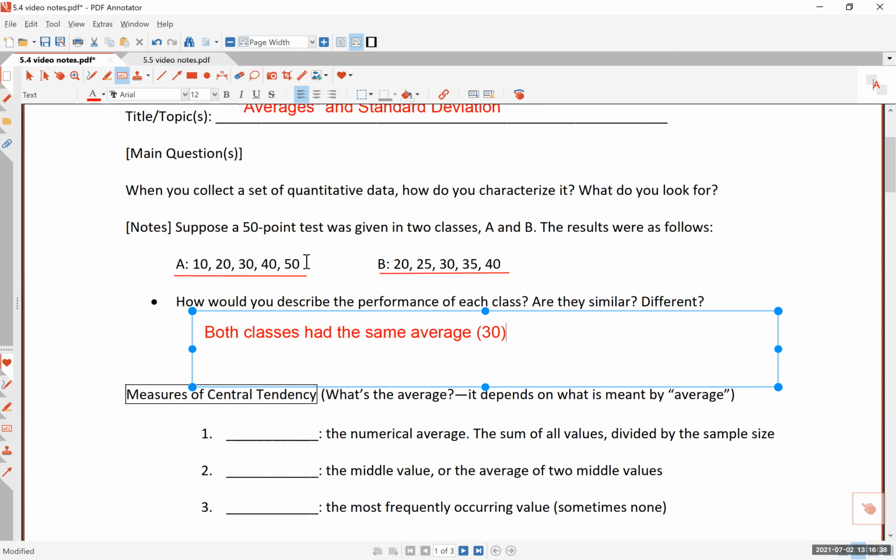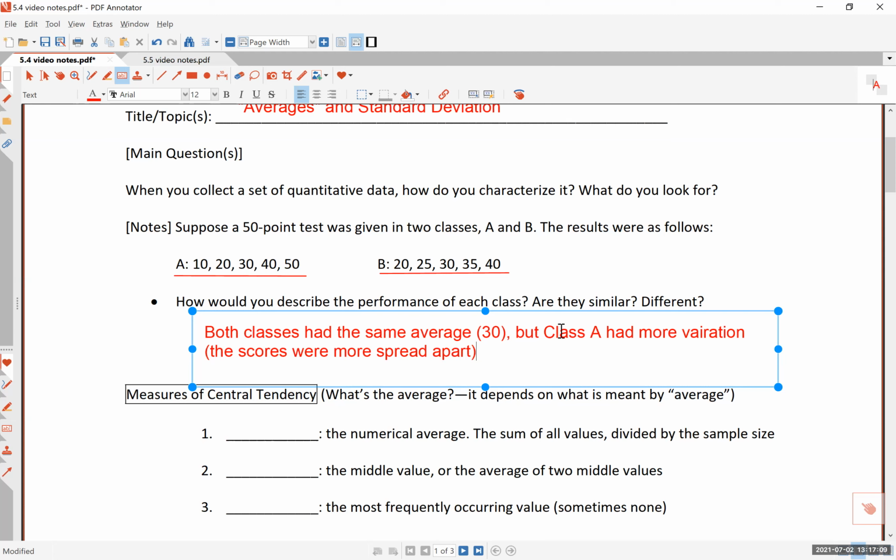But Class A had more variation. Their scores were more spread out or spread apart, right? So that's something that you can tell. And now we are going to quantify these two things. One is about the center and the other is about variation. How would you quantify these? And that is the topic of this section.